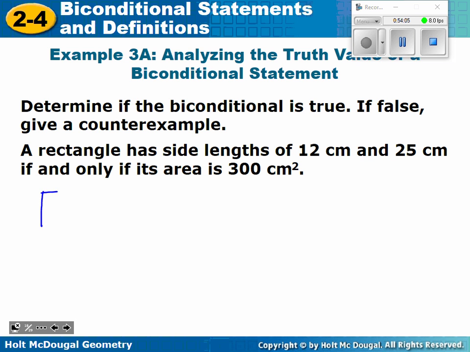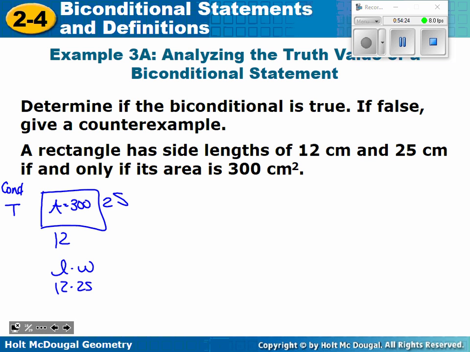So if a rectangle has side lengths of 12 and 25, is the area of the rectangle 300? So is 12 times 25 300? It is. Length times width, 12 times 25 is 300. Okay? So it's true for the conditional, right? Okay? Now go backwards.